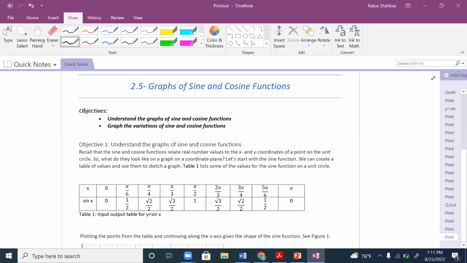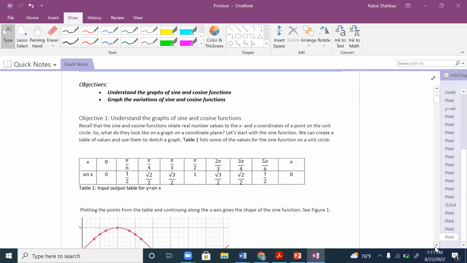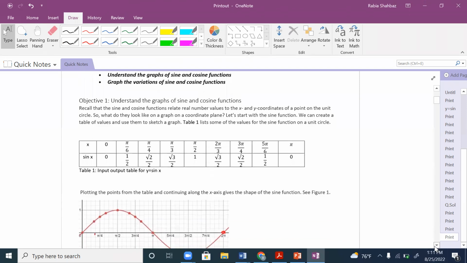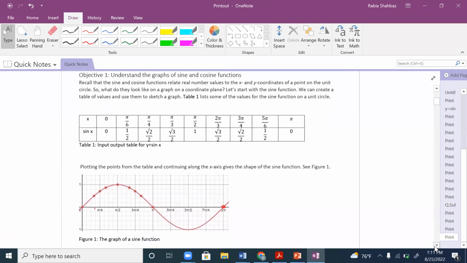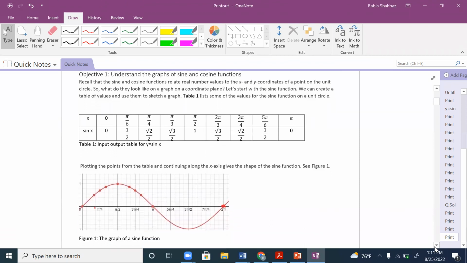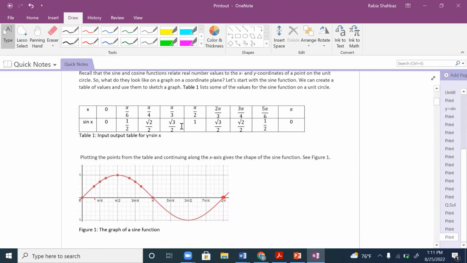I have put here an input-output table of values in which x represents some of the common angles, and y represents the sine values of those angles. As we all know, sine of 0 is 0. Sine of pi over 6 is half, which is 0.5 in decimal. I'm going to write down the value under. Sine of pi over 4 is root 2 over 2, which is about 0.707. We're going to use these decimal values just to make graphing easier for us.